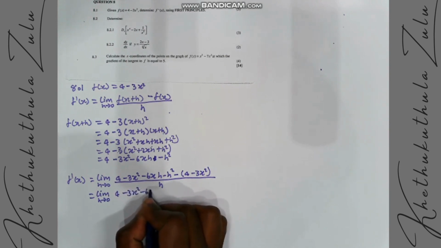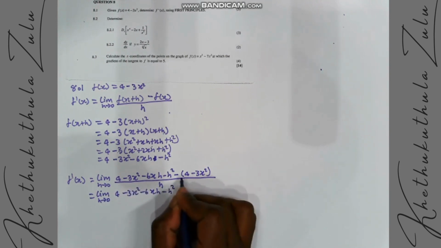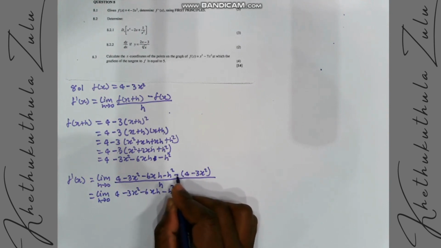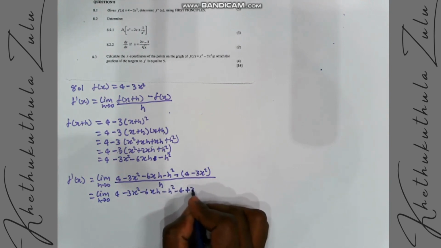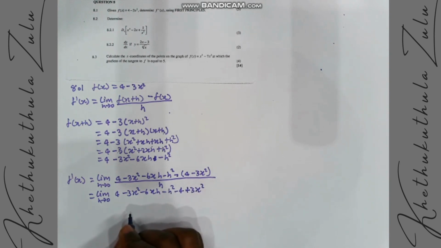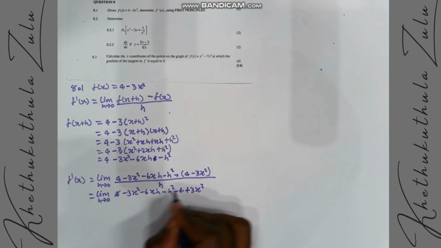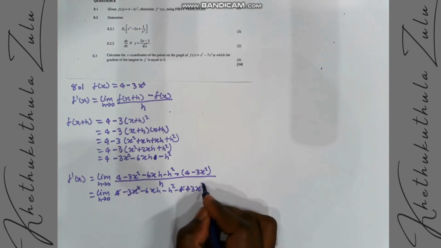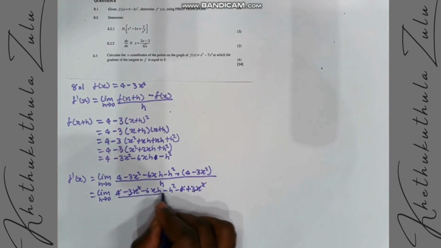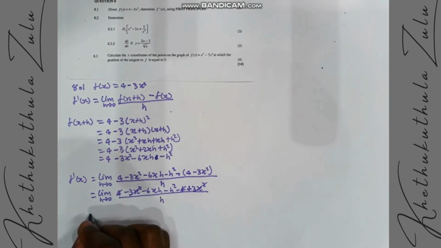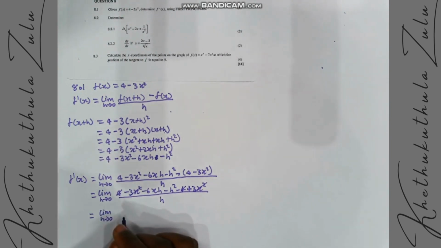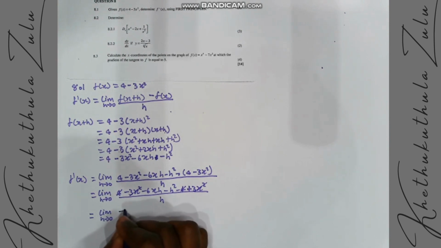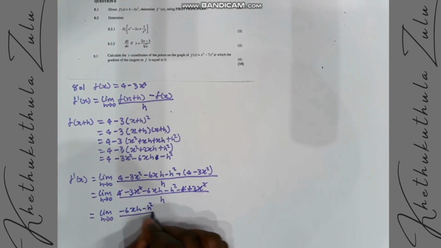Take this as it is. This times this is minus 4. This times this is positive 3x squared. Having the like terms here, this 4 cancels this 4. This negative 3x squared cancels this negative 3x squared. Then all over h, where the limit as h approaches 0, we're going to be left with negative 6xh minus 3h squared all over h.